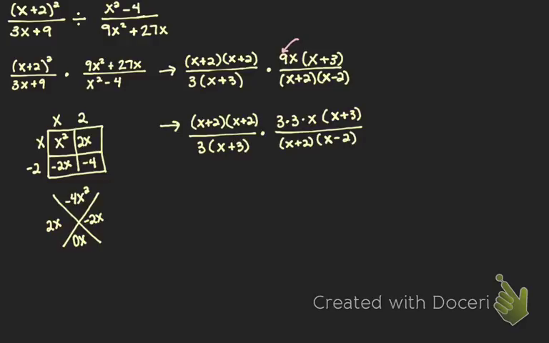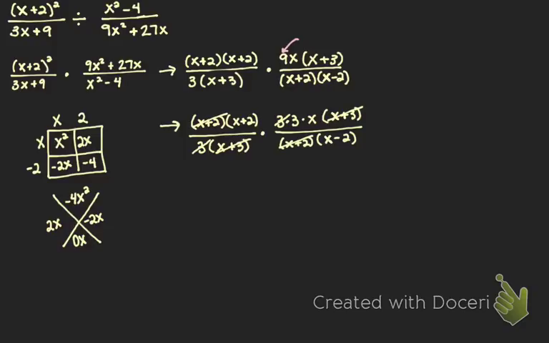Now when looking at this, I want to look for everything that I can reduce or cross-reduce to create giant ones. So what I notice is I have an x plus 2 in the numerator of our first term and an x plus 2 in the denominator of our second term. So I can cancel these out because they make a giant one. I also notice that I have an x plus 3 in the numerator of the second term and an x plus 3 in the denominator of the first term, which will also cancel and create a giant one. And then finally I see that I have a 3 in the numerator of the second term and a 3 in the denominator of the first term, which will also cancel and create a giant one.